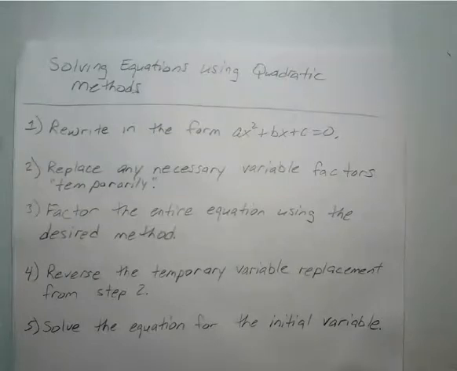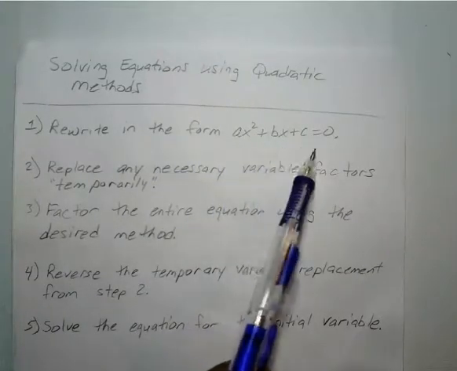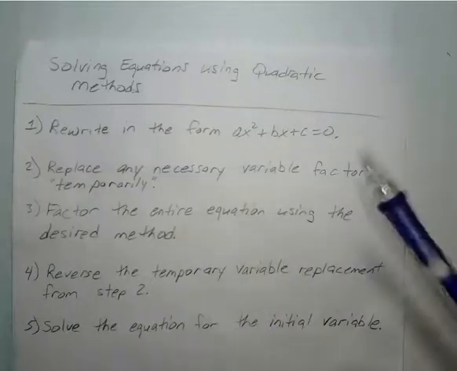The first thing you want to do is write it in standard form. That means all variables and constants are on the left side of the equal sign, and have it equal to 0.